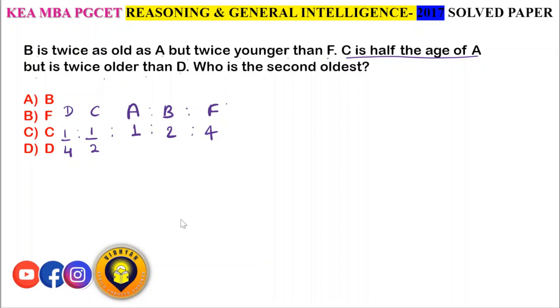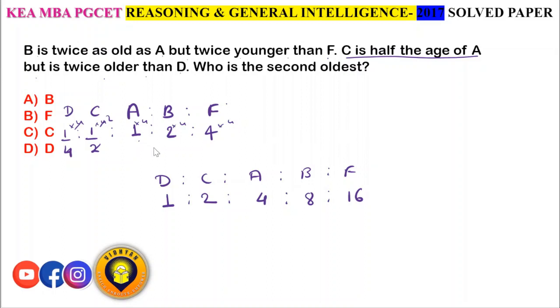Okay. So now if you want to cancel this fraction, what is the LCM of 4 and 2? LCM of 4 and 2 is 4. Right? It is 4. So what you do? Multiply all the ratios by 4, you will get the simplified ratio. The simplified ratio will be, the 4 and 4 will get cancelled. D unit will be 1, C unit is 2, A unit will become 4, B unit will become 8, F unit will become 16.